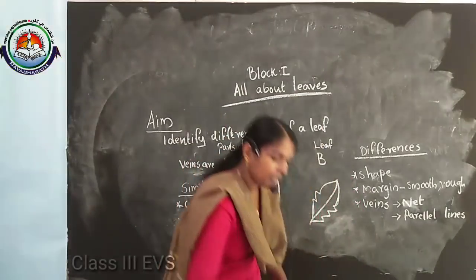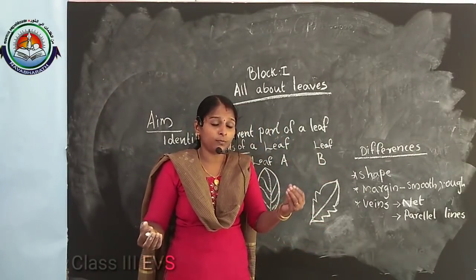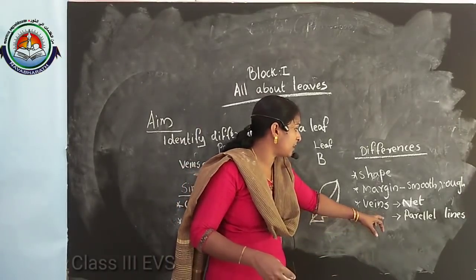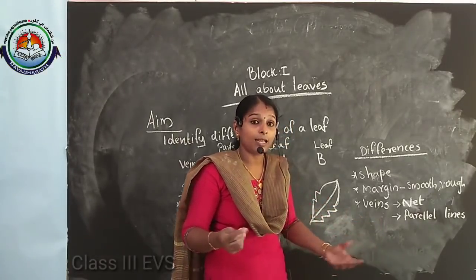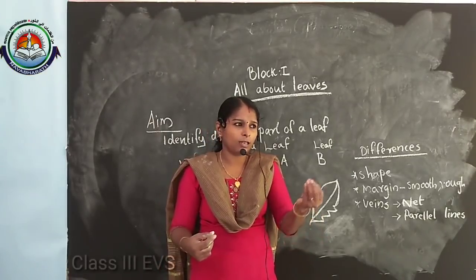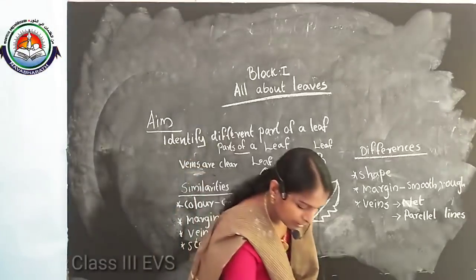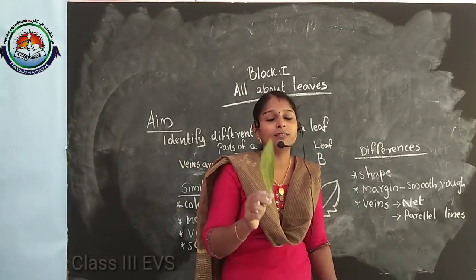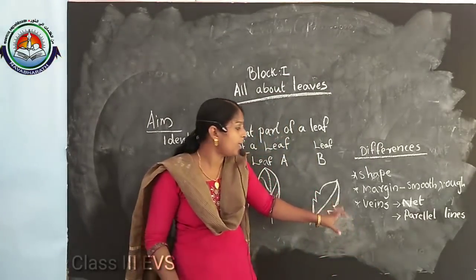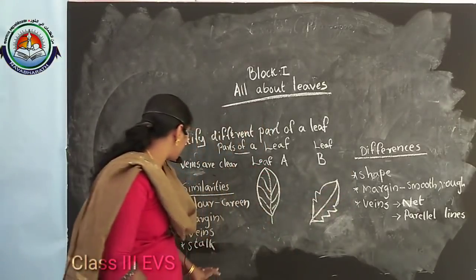So each leaf is different. Most of the leaves have net shaped veins. Rarely only can we see this kind of leaves, that means parallel lines we can see rarely only. That means grasses, some lily, some plants only we can see this kind of parallel lines on the leaf. Veins are arranged like parallel lines on the leaf blade. Okay, so I think you understood the differences.